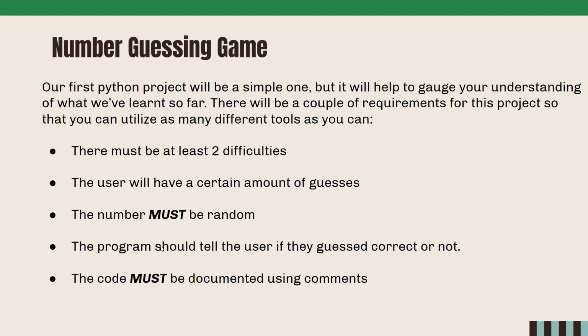So we want you to actually use this randint function that you just learned. Fourth, the program should tell the user if they guessed correctly or not, right? There's not really a point of guessing if you don't know if it's right or not. And fifth, the code must be documented using comments.